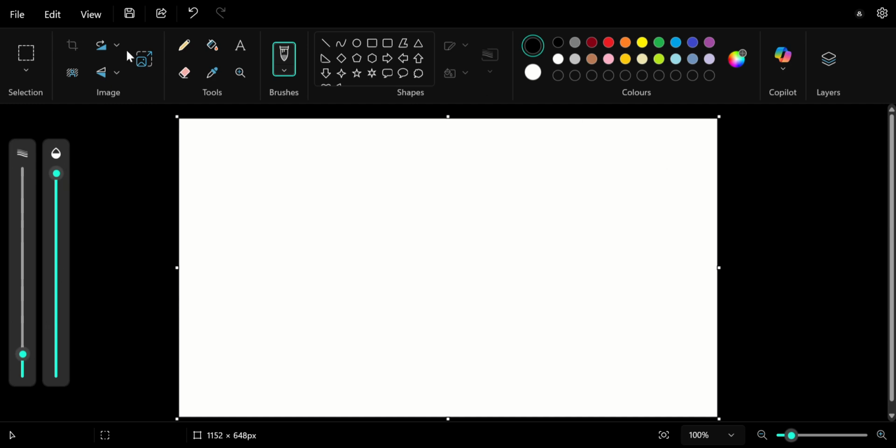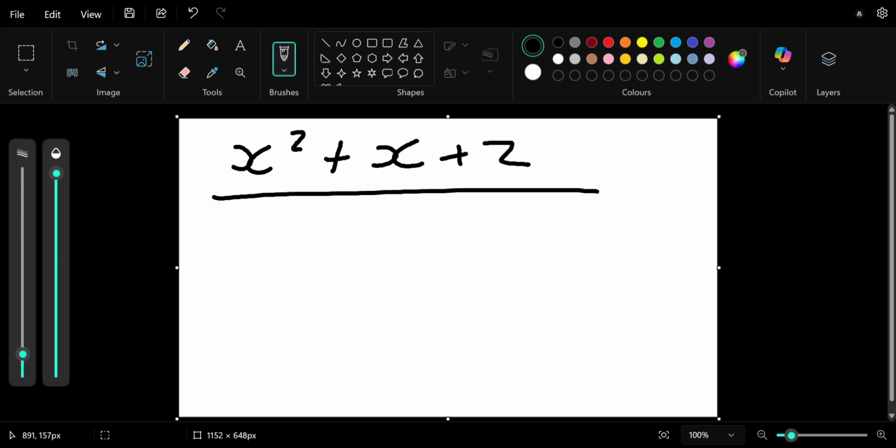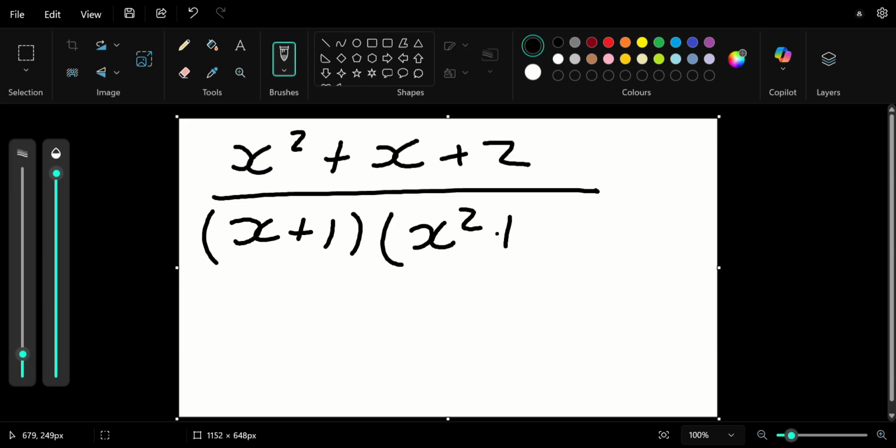So today we're going to be looking at partial fractions. Let's start with our first problem: x squared plus x plus 2, all over x plus 1 and x squared plus x plus 1.